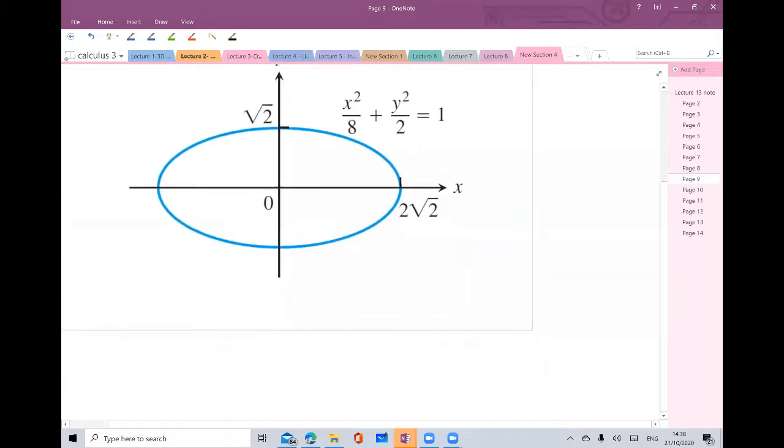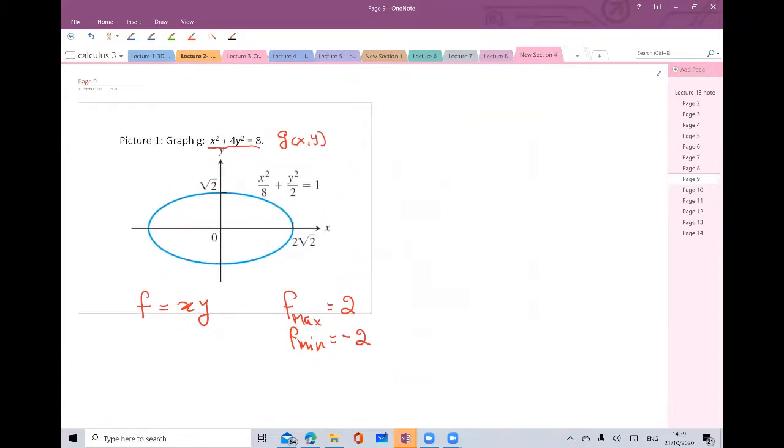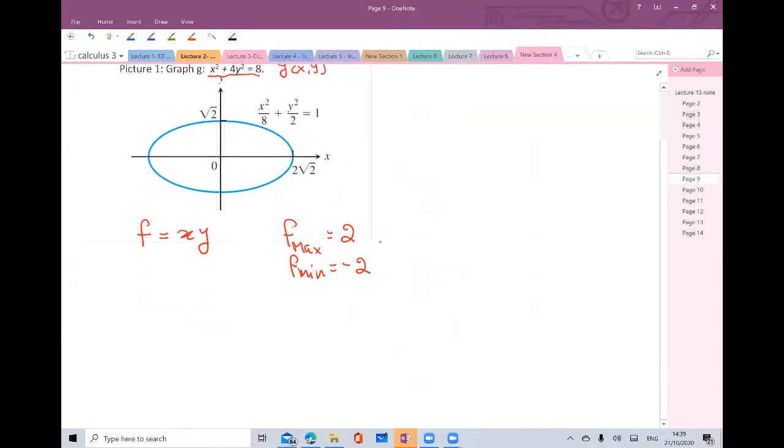I know that at the extreme values, the function of x and y in this problem will have a gradient at the points of maximum. We found the maximum value is 2, right, and the minimum value is negative 2 using the mathematics. I want to see this on the graph. It means xy equals 2 here and xy equals negative 2 here.